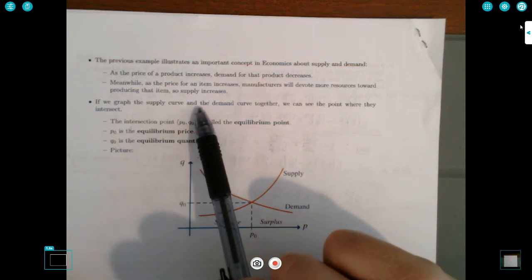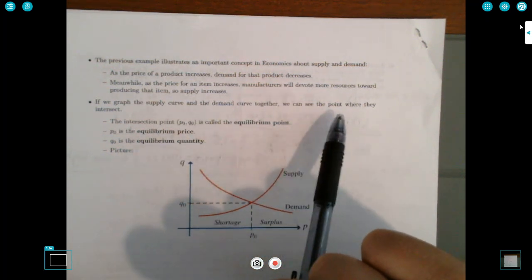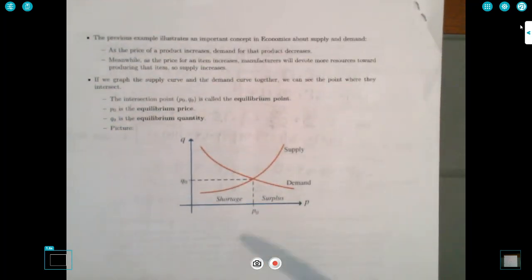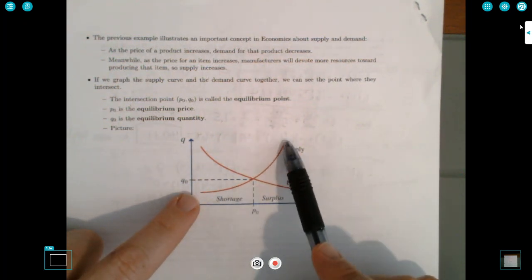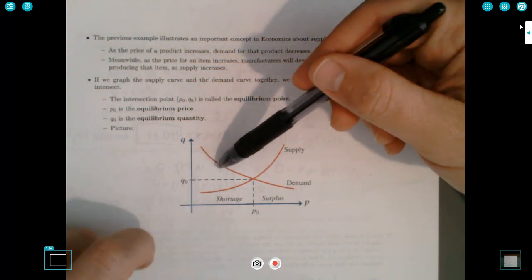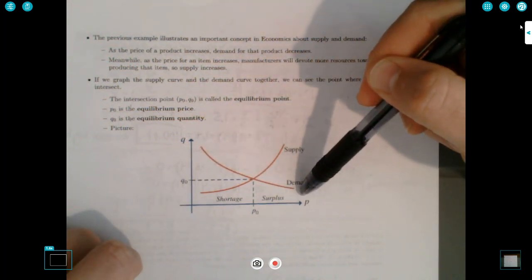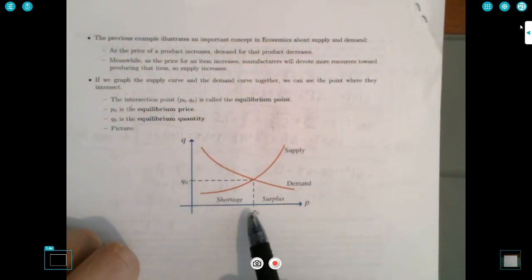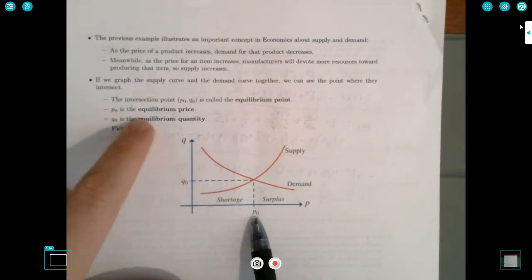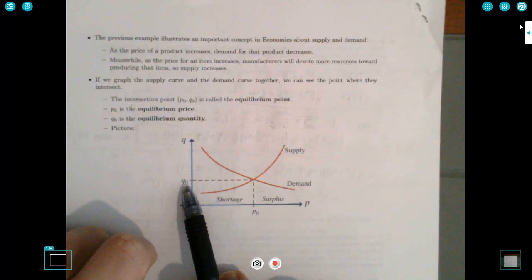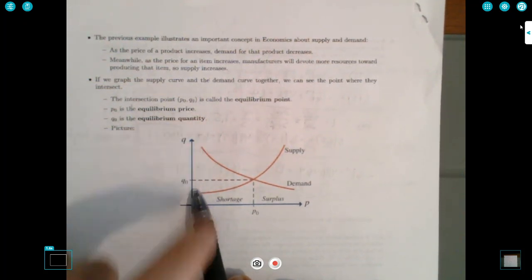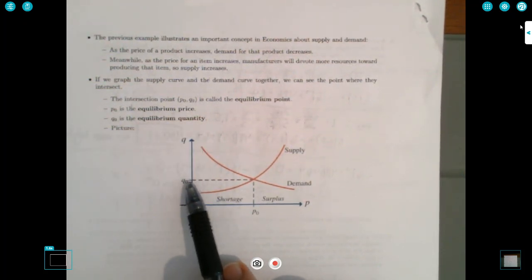So if we graph the supply curve and the demand curve together, we can see the point where they intersect, right? The supply is going to increase as the price increases. The demand is going to decrease as the price increases. But there's this point where they intersect, and we call that the equilibrium point. P naught, Q naught is the equilibrium point. P naught is called the equilibrium price, so that's the X value. Q naught, the Y value, is called the equilibrium quantity. It's how much is made.